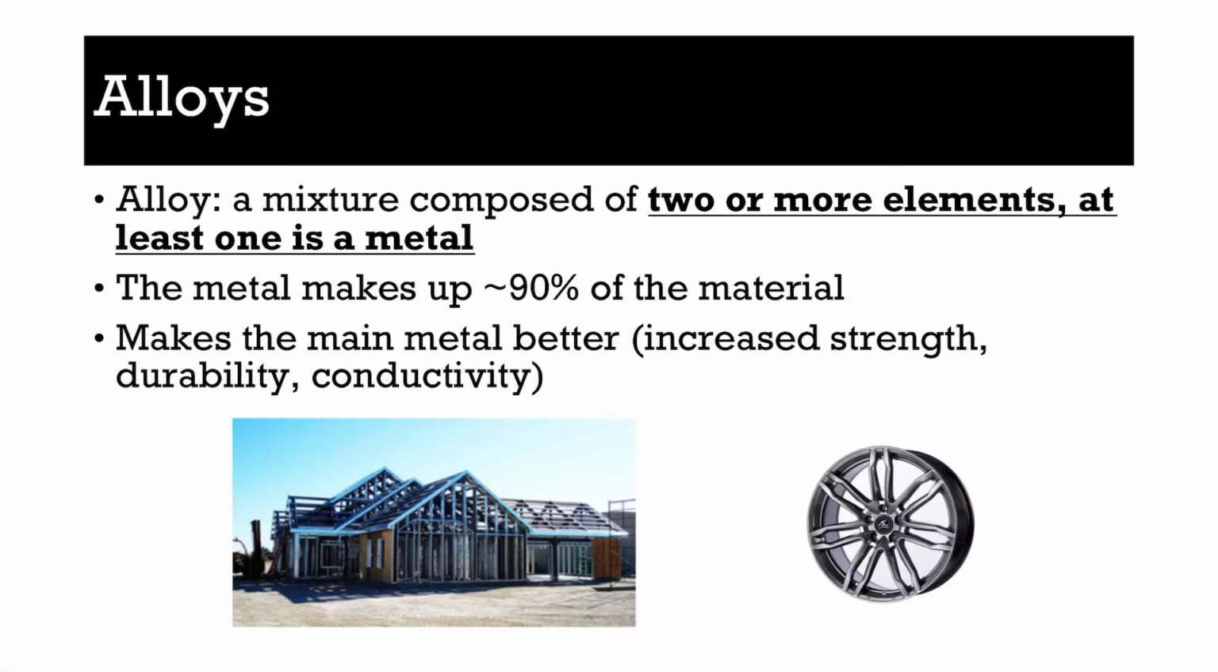We'll talk about alloys. So alloys are a mixture of two or more elements, and at least one of those things in that mixture has to be a metal. And that metal takes up at least about 90% of the material. So basically, it mixes with something and increases the strength, the durability, something. It makes the main metal better.